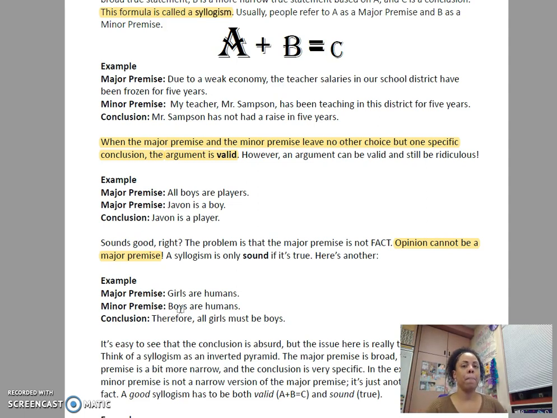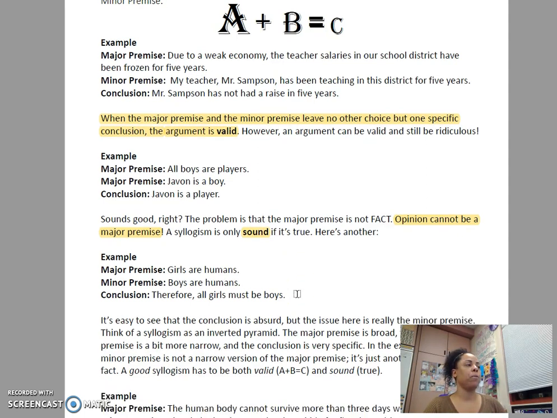No. I don't know if you remember me using this quote: everyone is entitled to their own opinion, but not everyone is entitled to their own facts. So opinion cannot be a major premise. A syllogism is only sound if it's true. I want you to highlight the word sound, even though it's already in bold.